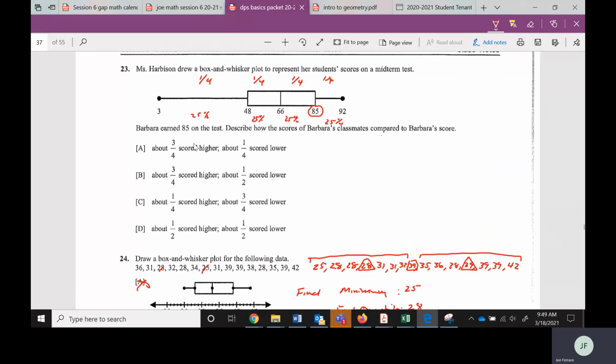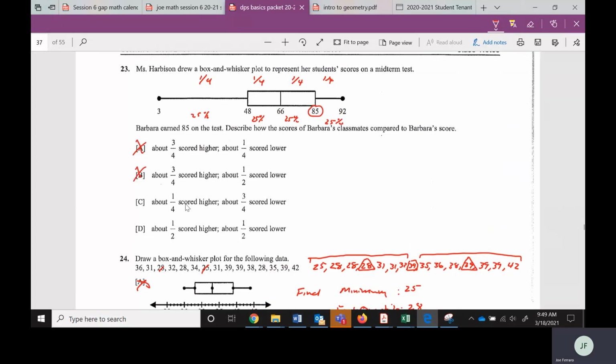Okay, so we need to look at, if she's here, there's one part that's above, there's 1, 2, 3 parts that are below. So here we want to find what's true. It says about 3/4 scored higher. No, only one part is higher. So that's out. Here, about 3/4 scored higher and half lower. No, again, only one part is higher, 1/4.